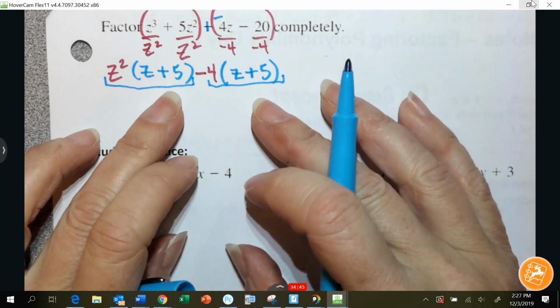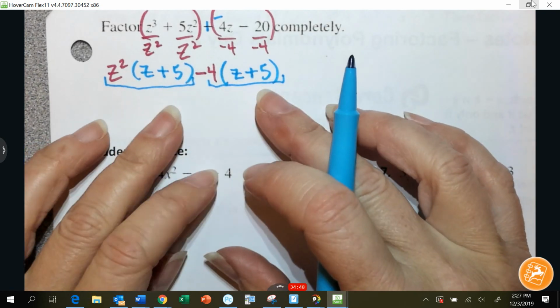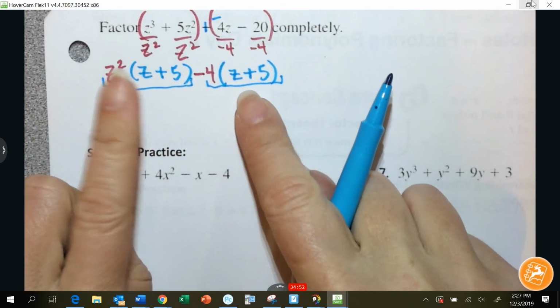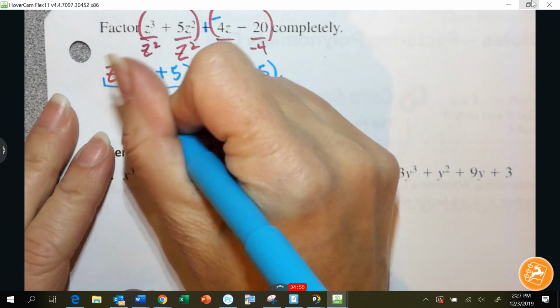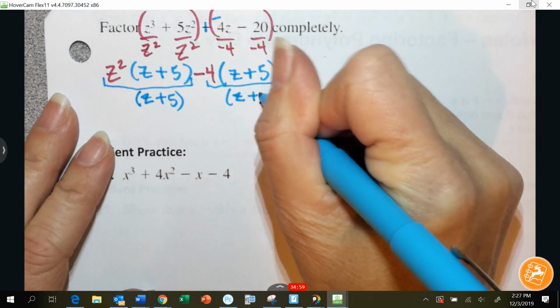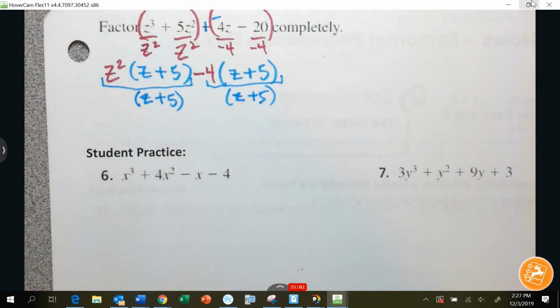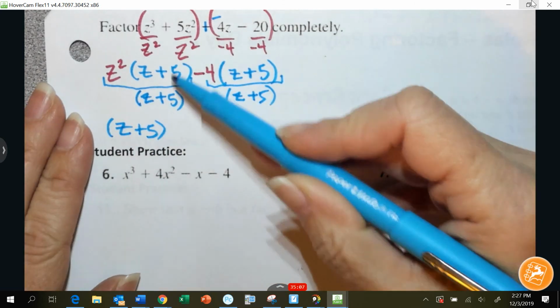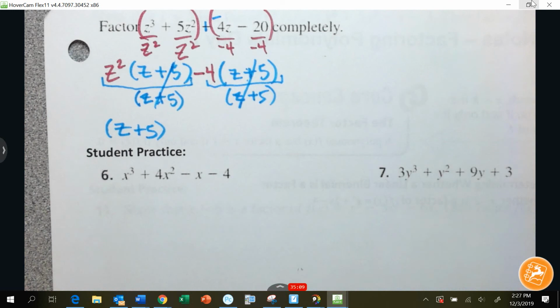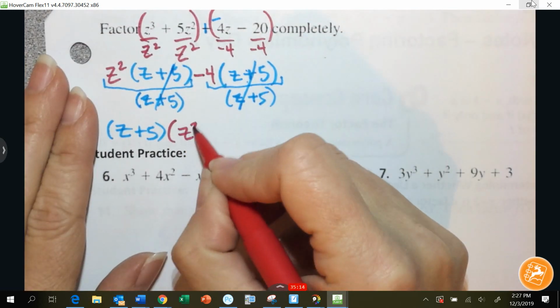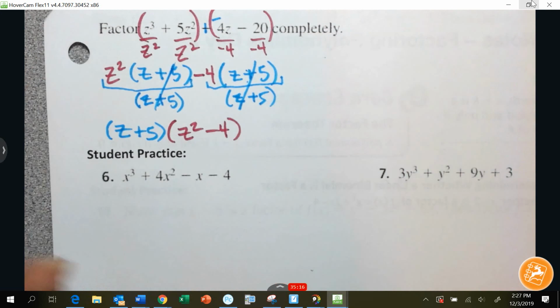So we're going to factor again with this binomial. What is the first step of factoring always? GCF. Is there a GCF here? Yeah, z plus 5. So we're going to factor out that GCF. That GCF comes out, z plus 5, and then what's left over in the parenthesis is z squared minus 4. That's why I said it was review.